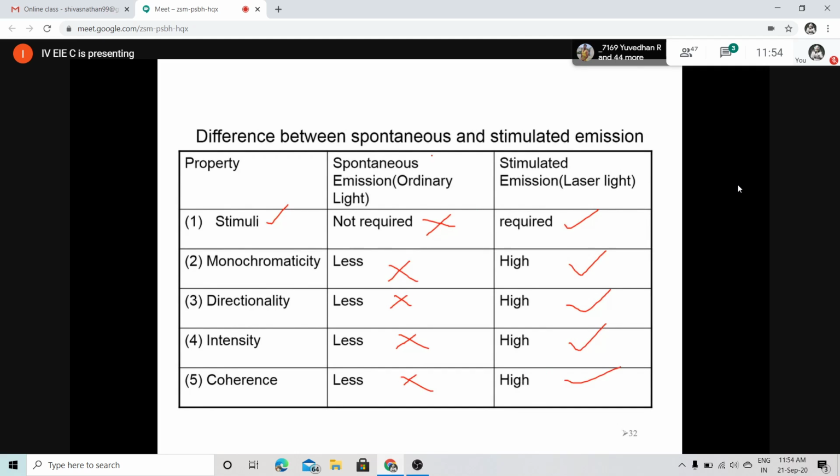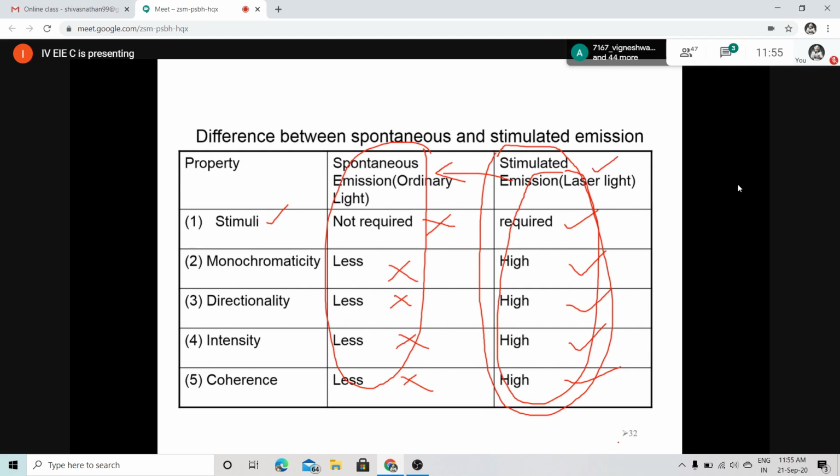So what you need to understand is that in spontaneous emission all four factors, monochromaticity, directionality, intensity and coherence, are less. In stimulated emission, all these conditions are high. Spontaneous emission doesn't require any stimulus, whereas stimulated emission requires a stimulus, and the stimulus comes from spontaneous emission. So one spontaneous emission is going to trigger all the characteristics accompanied by stimulated emission. Clear?